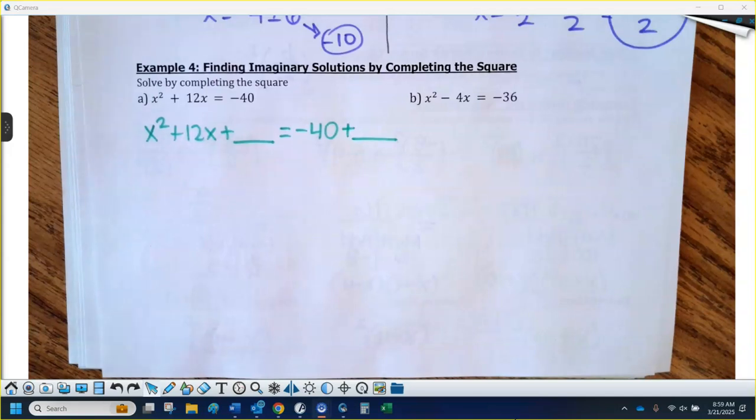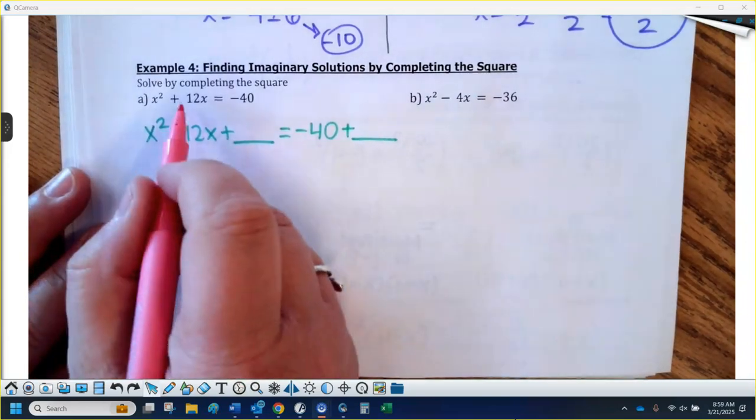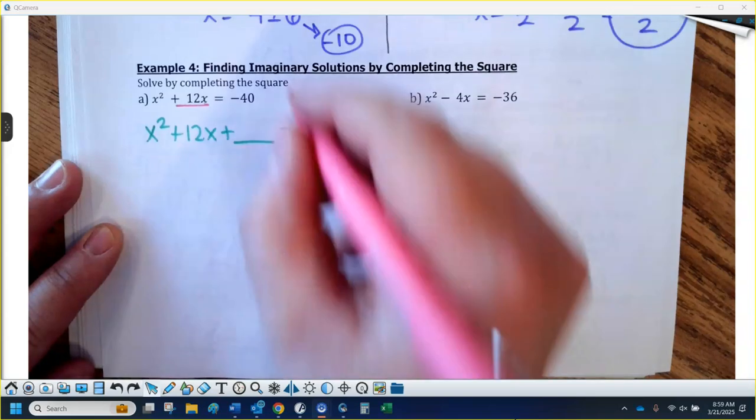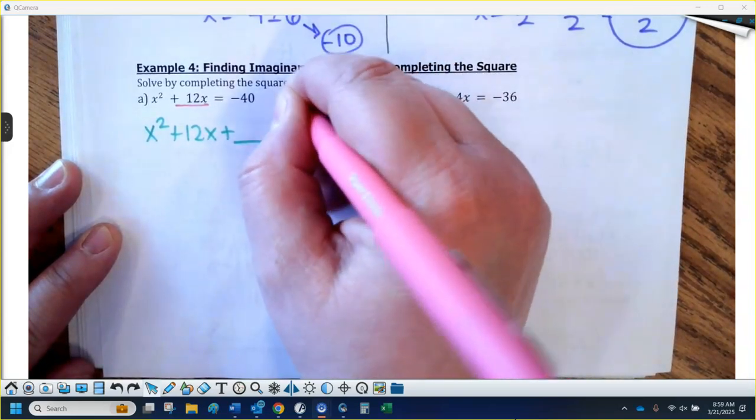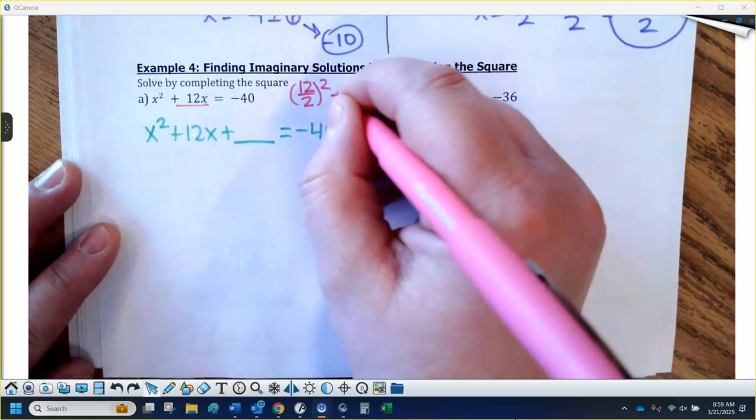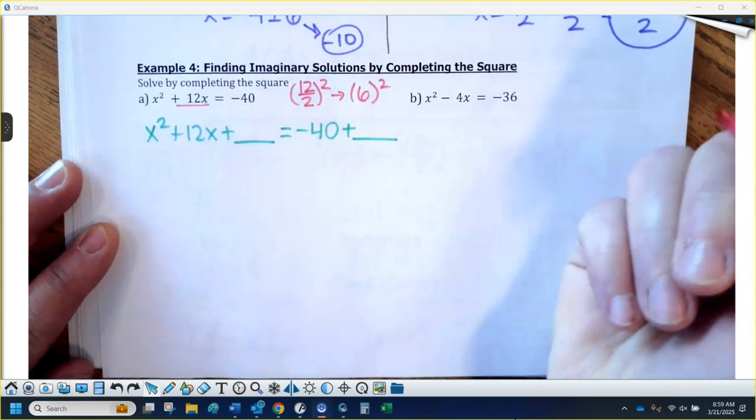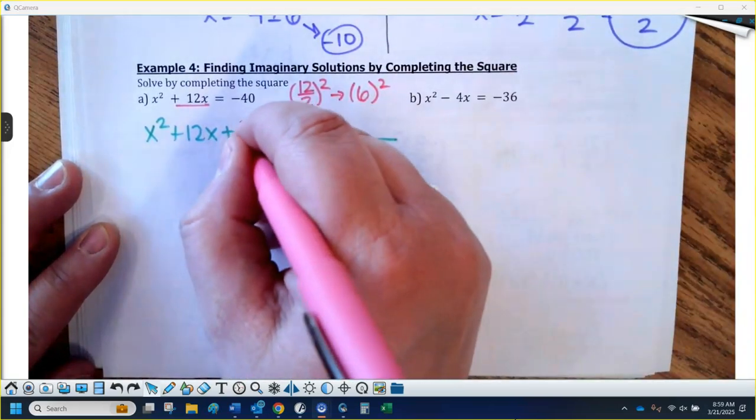All right, for this one, the b value is just whatever's in front of your x, so this is just 12. So I'm going to do 12 divided by 2. I'm going to square that, which is going to give me 6 squared, which is 36.